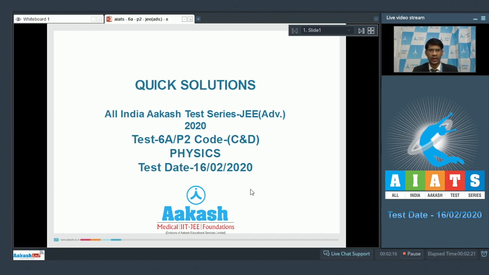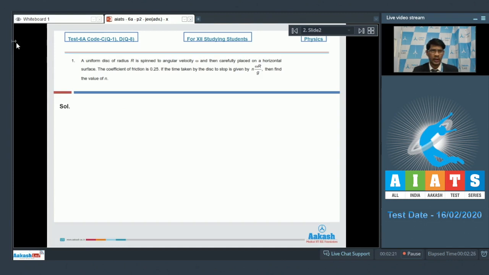Straight away, let's start with question number 1. Here in question number 1, a uniform disk of radius r is spun to angular velocity omega and then carefully placed on a horizontal surface. The coefficient of friction is 0.25. If the time taken by the disk to stop is given by n omega r divided by g, then find the value of n. It's a very particular question of rotational motion, and I guess you must have gone through it once at least. Well, let me give you the explanation here.